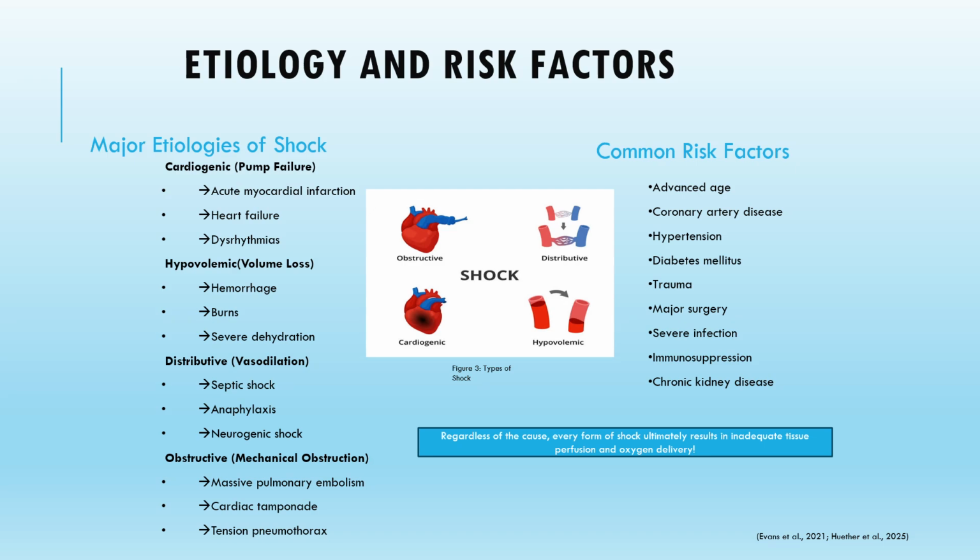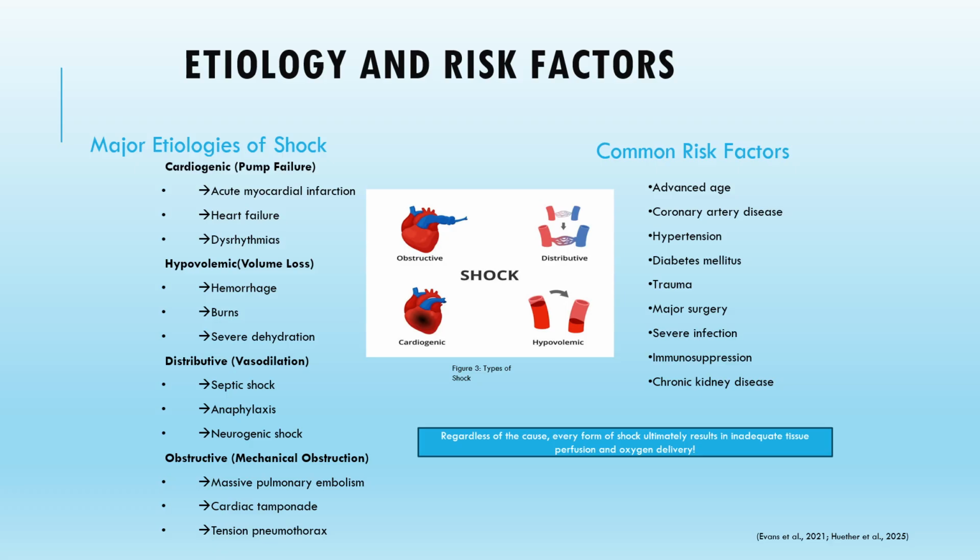Distributive shock differs from the previous 2 etiologies because the problem is not inadequate blood volume or pump failure, but rather profound vasodilation and abnormal blood distribution. Septic shock is the most common form of distributive shock, while anaphylactic and neurogenic shock represent additional causes.